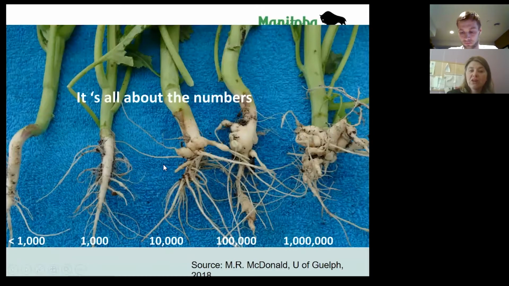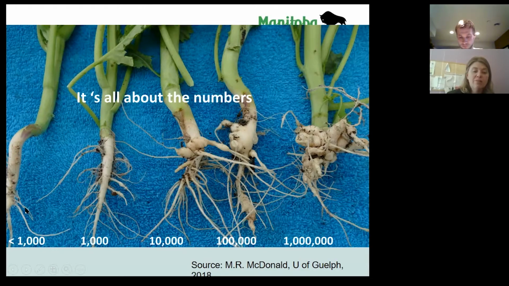So going back to concentration, it's really all about the numbers. And this is from Dr. Mary Ruth McDonald from University of Guelph. And I've got to say, this is the best visual that I've ever seen for clubroot. So this is all looking at spores per gram of soil, which I've been talking about. So this is all clubroot that you're seeing here.